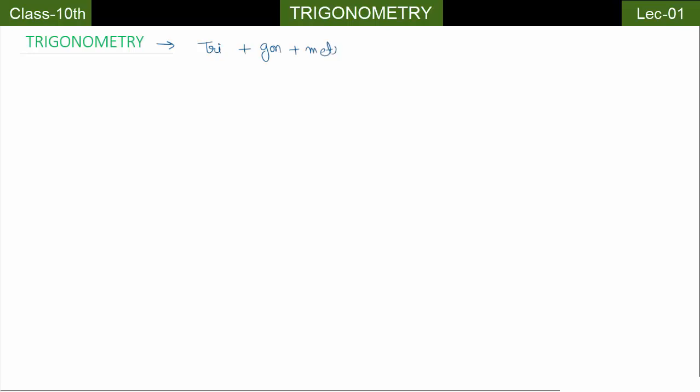Trigonometry is derived from three Greek words: tri, gon, and metron. Tri means three, gon means sides, and metron means measurement.